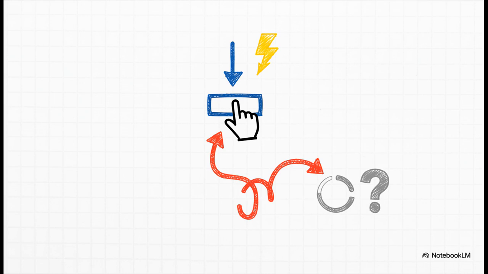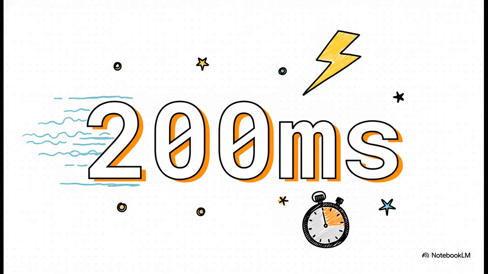Or do you get that awkward pause where you're left wondering, did my click even go through? That's the feeling INP is trying to eliminate. And get this, the speed they're looking for is wild. A good INP score is under 200 milliseconds. That is literally less than a quarter of a second. To be in Google's good books, that feedback has to feel instantaneous, like you blink and it's already happened.